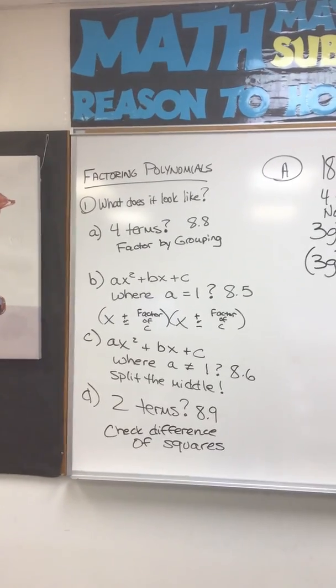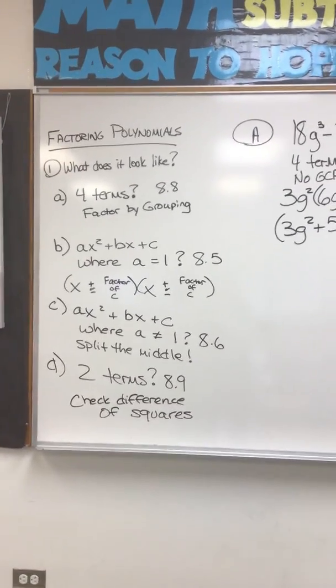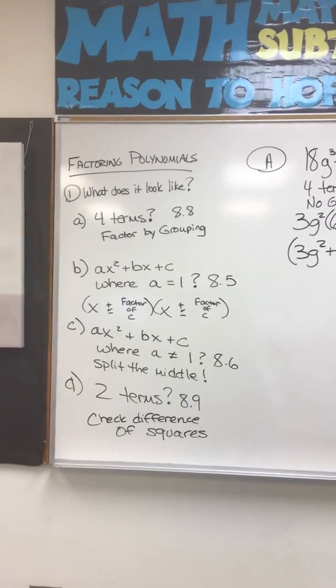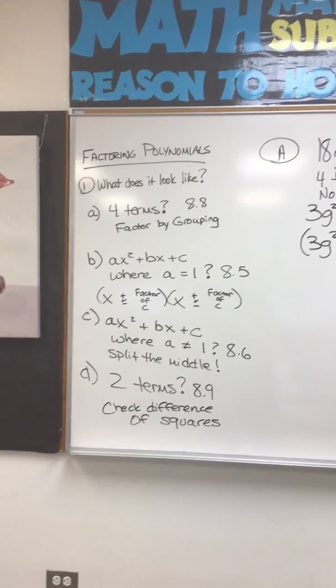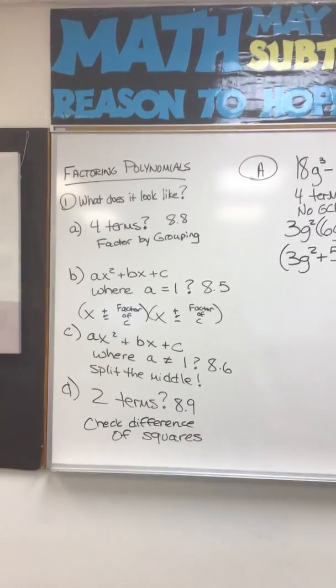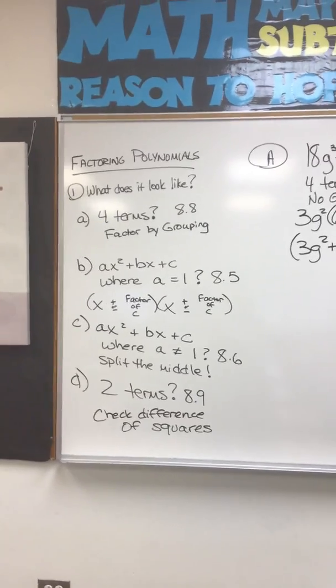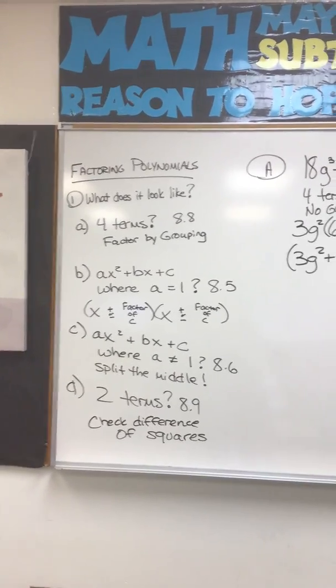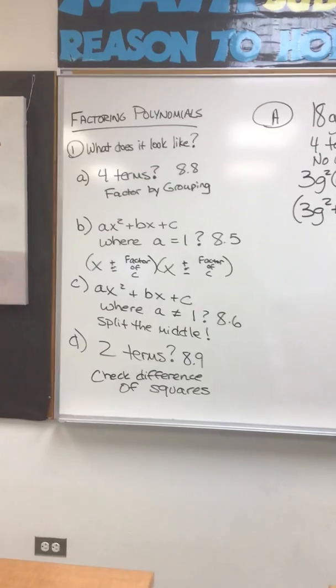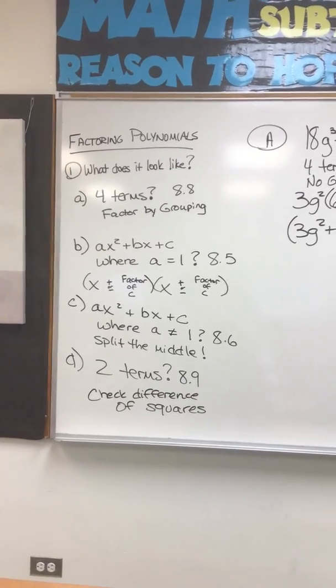This is our review for our Chapter 8 test. It will be over sections 8.5 to 8.8. The directions will simply say factor completely. So we are going to be factoring polynomials. And the first thing we want to do is ask ourselves, what does this polynomial look like?